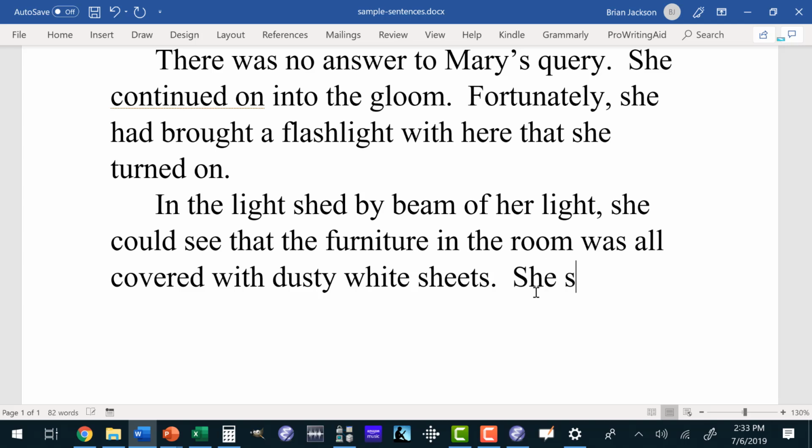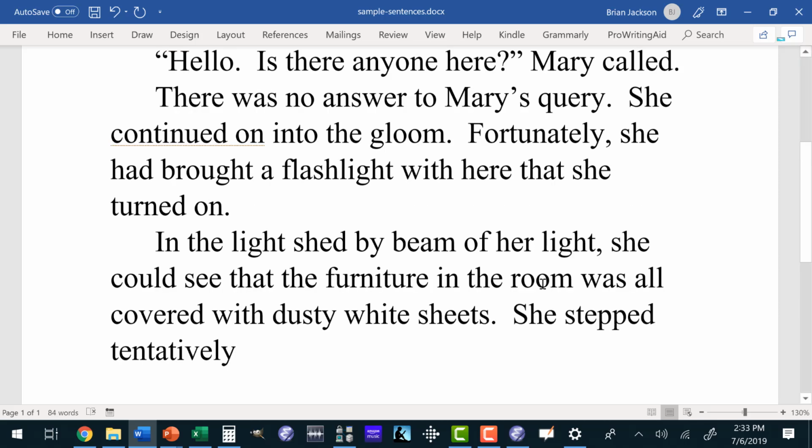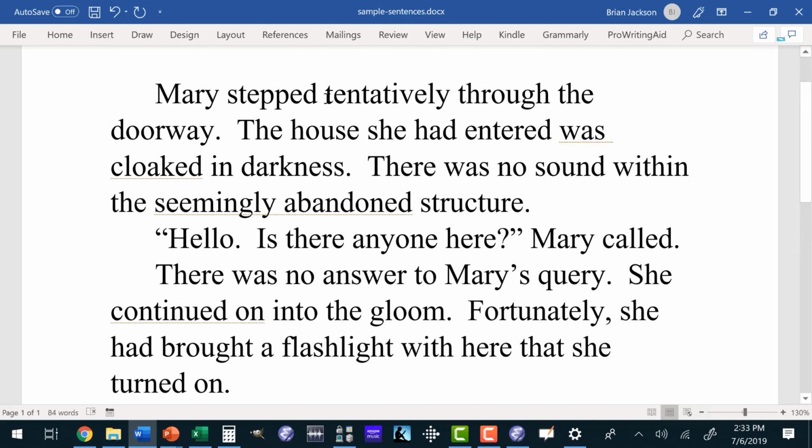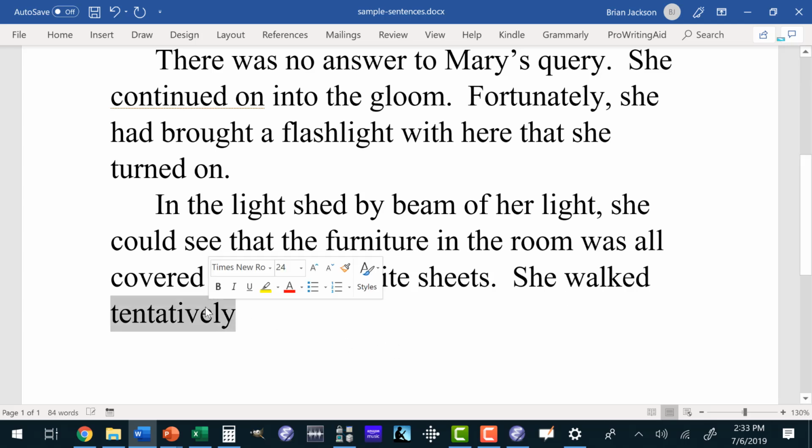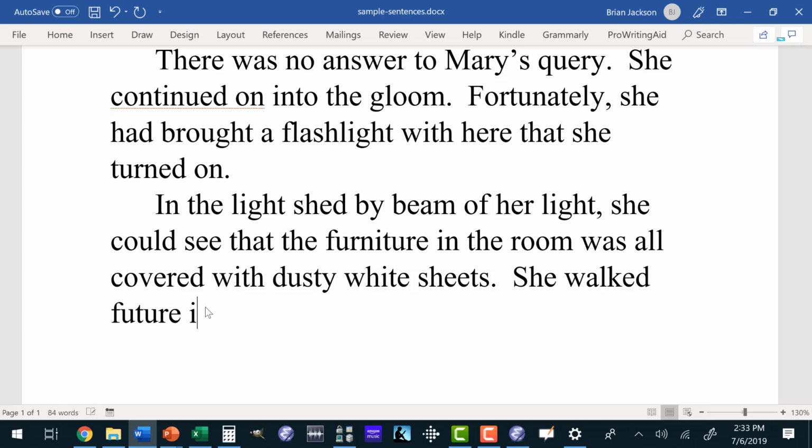She stepped forward. Now, I would say something like tentatively, but I think I already used the word tentatively. So let's go up and look at, yeah, she stepped tentatively. Again, she's stepping tentatively in. So I don't want to say that twice. That's very rare, and I don't want to repeat it. So she walked further into the darkened room.